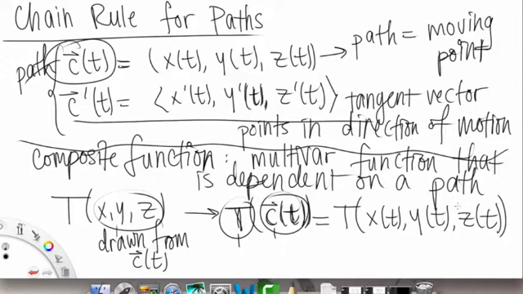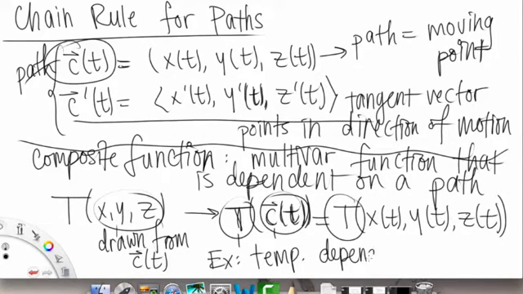An application of this would be T standing for temperature. An example would be temperature depending on your position, or where you are, depending on location. If you were standing in a room and there was an air conditioner or a fan on one side, then it should be cooler right by the fan if it's a hot day, and so on. So the temperature depends on your location in the room.